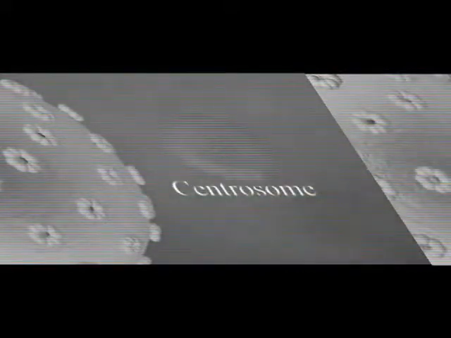All eukaryotic cells have a microtubule organizing center near the nucleus, called the centrosome. During cell division, the centrosome produces a football-shaped array of microtubules called the spindle apparatus that separates chromosomes and divides them between the two new daughter cells.